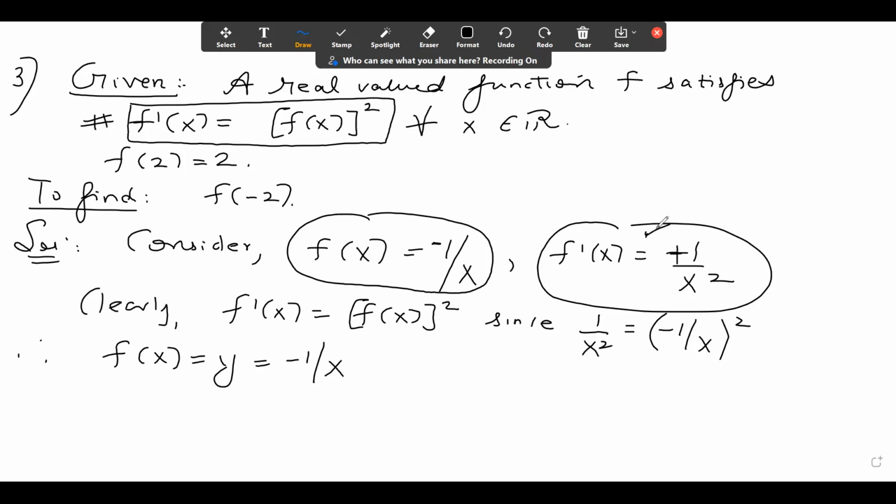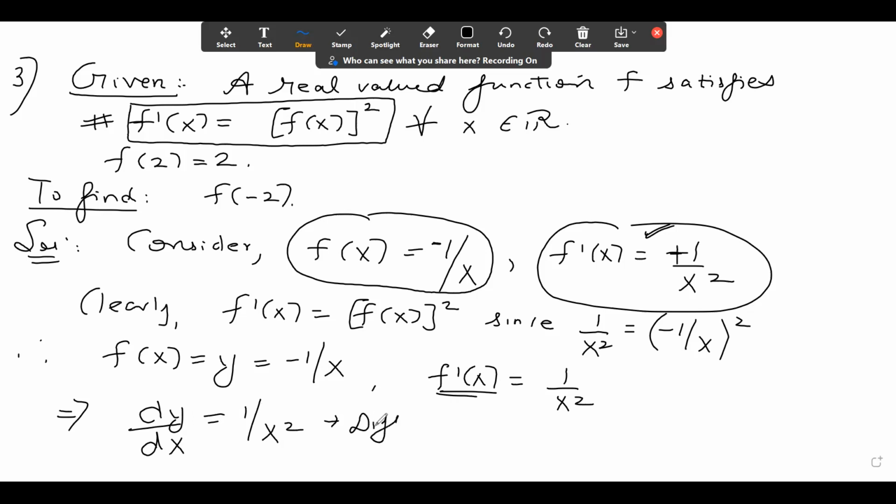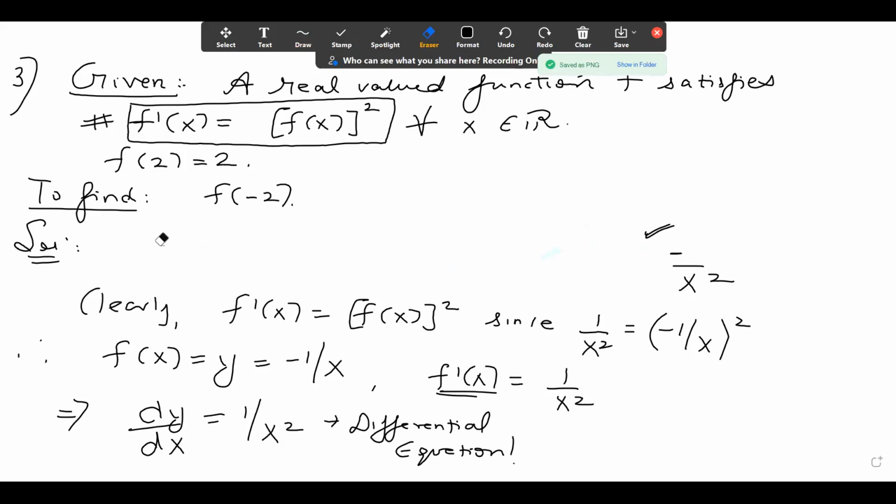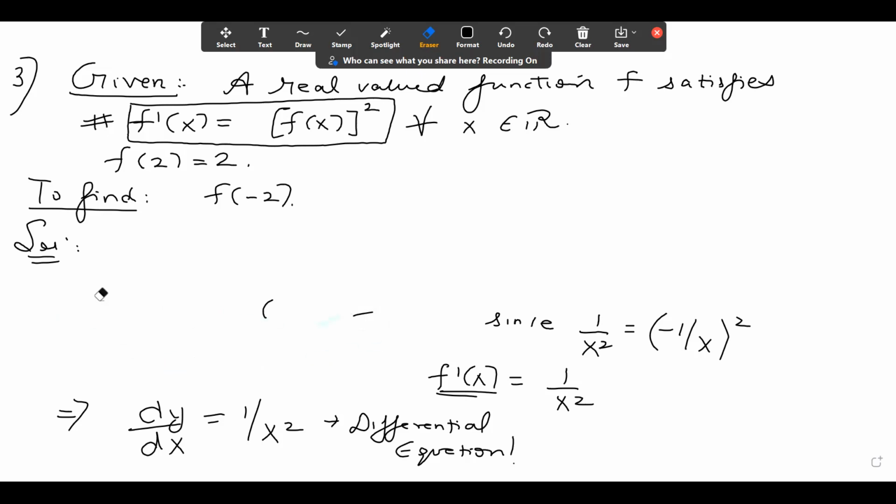Now we have somewhat got the differential equation. What is our differential equation, guys? This is our differential equation. So our f dash x is equal to 1 upon x square. What is f dash x, guys? dy by dx. This is equal to 1 upon x square. This is my differential equation. We know how to solve the differential equation using the method of separating the variables. So I erase this part off, and let's quickly solve this.